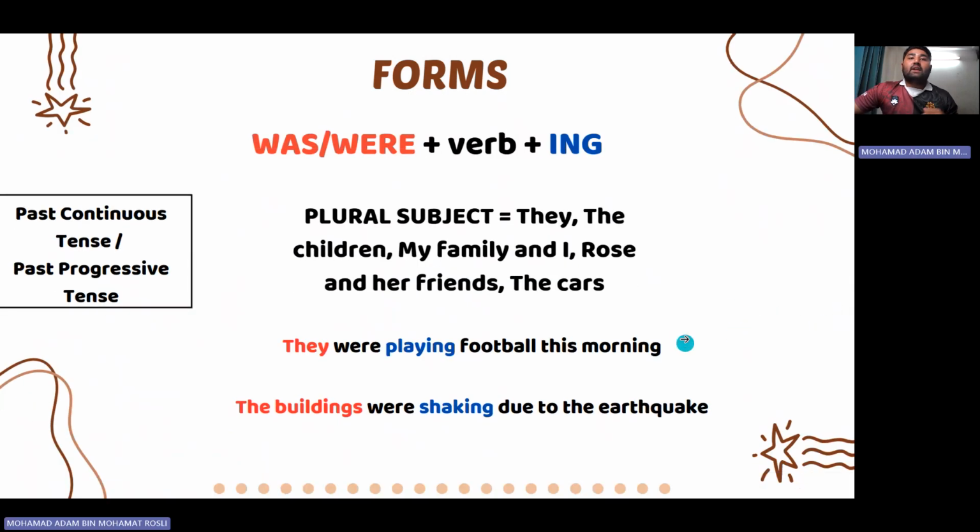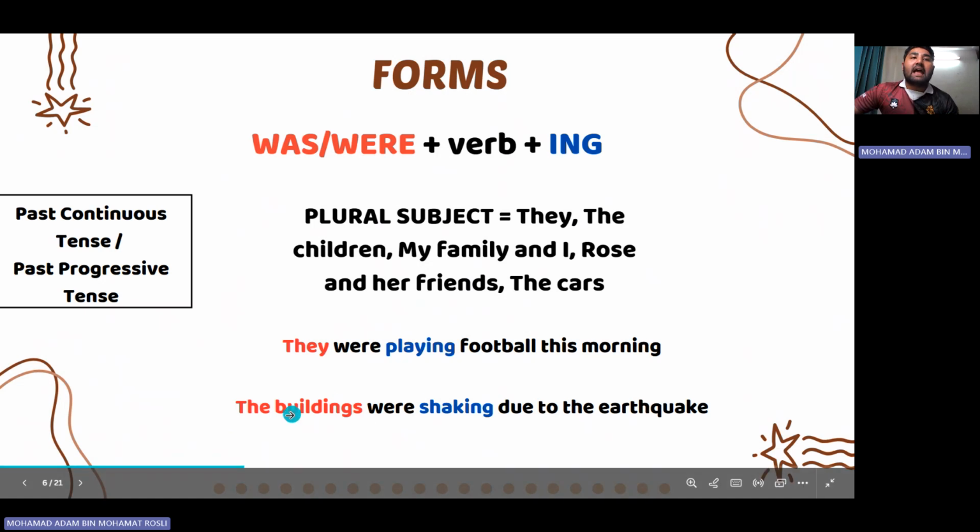And next, when we are talking about a plural subject, we use were. Some examples of plural subjects are they, the children, my family and I, Rose and her friends, and the cars. So let's take a look at the examples here. They here is a plural subject. Therefore, we use were. They were playing. Play here is the verb, so we add the ing at the end of it. So the sentence becomes, they were playing football this morning.